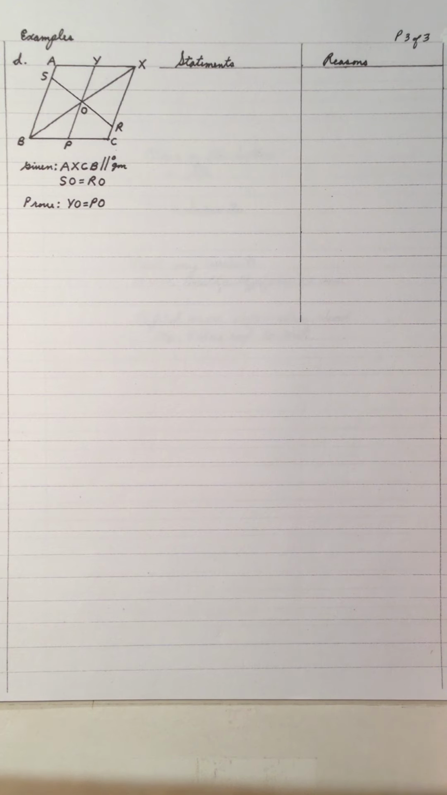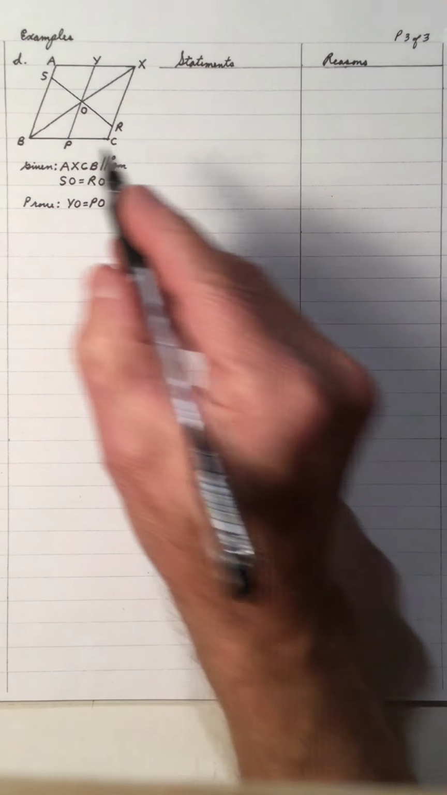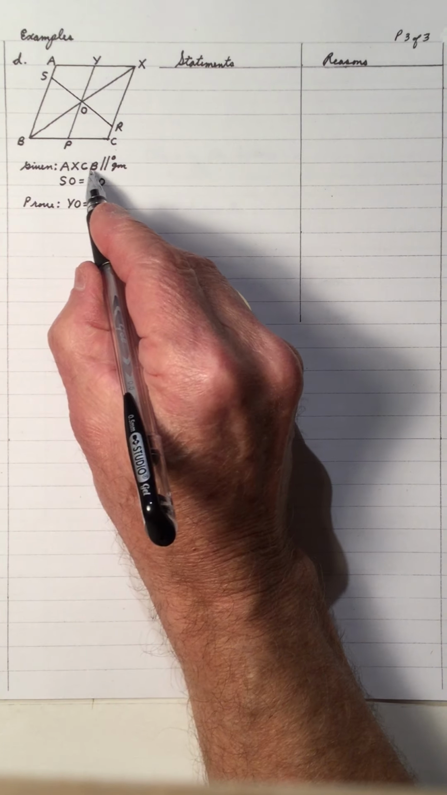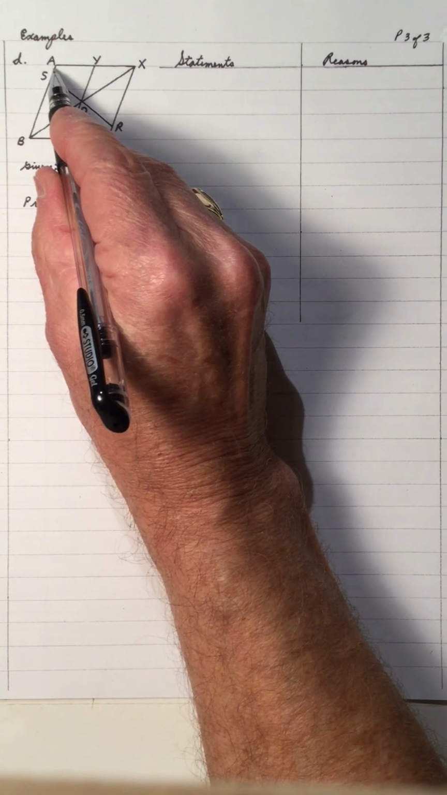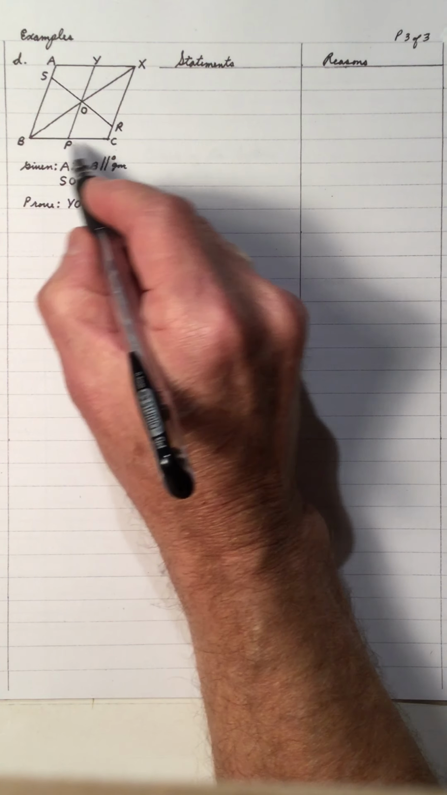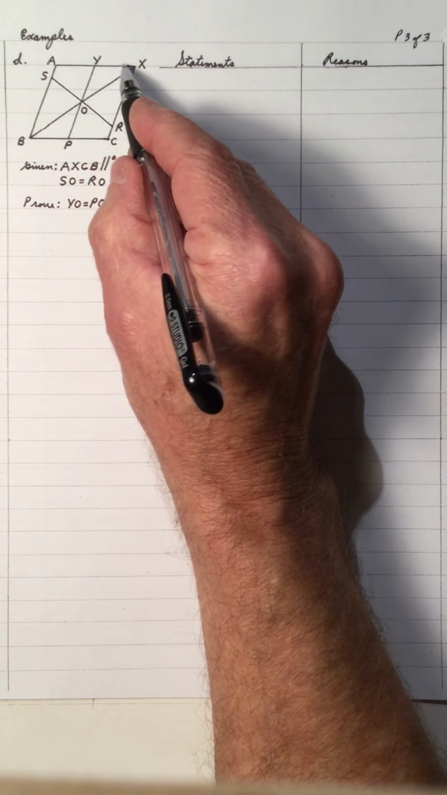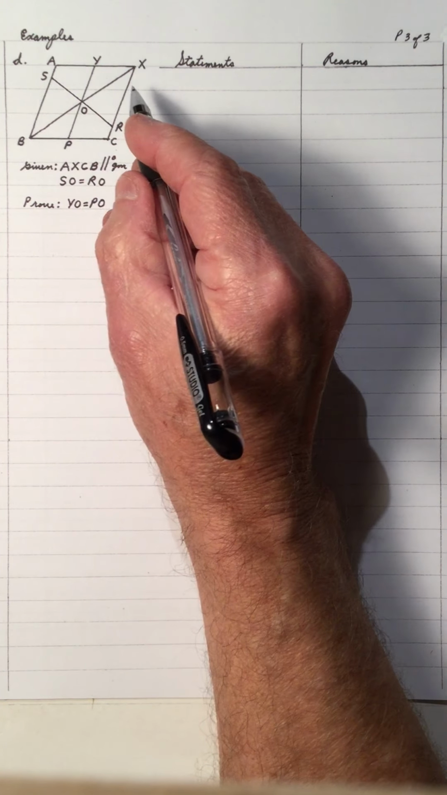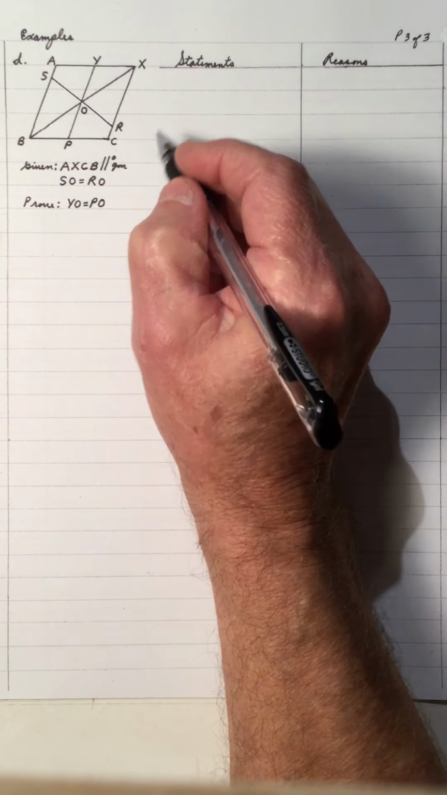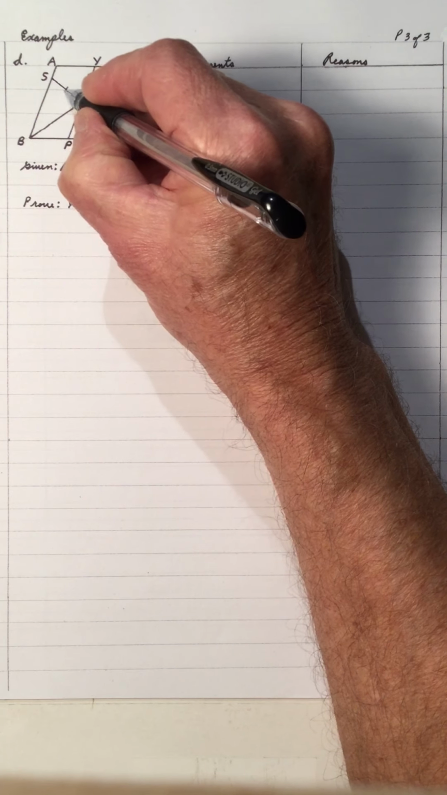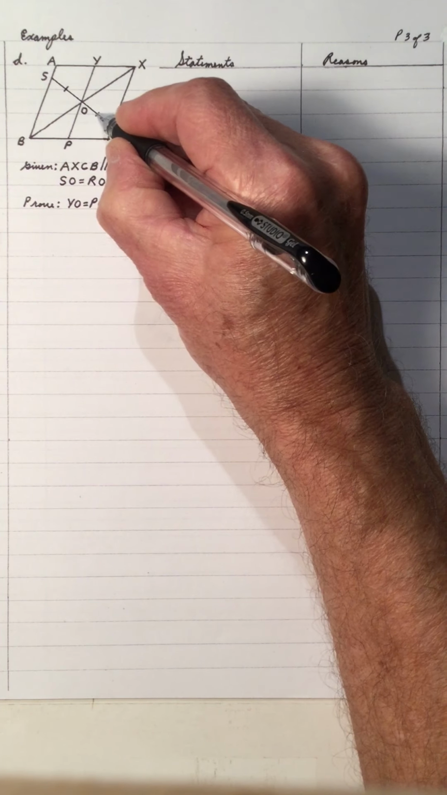I made this one a little bit different, harder, if you want to look at it that way. Here we go. AXCB is a parallelogram. So we know the properties of a parallelogram. We're going to use those to help us to do the proofs. And it says that SO equals RO. So SO is this one, is equal to RO.